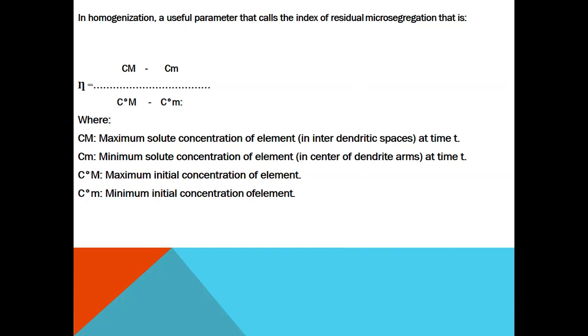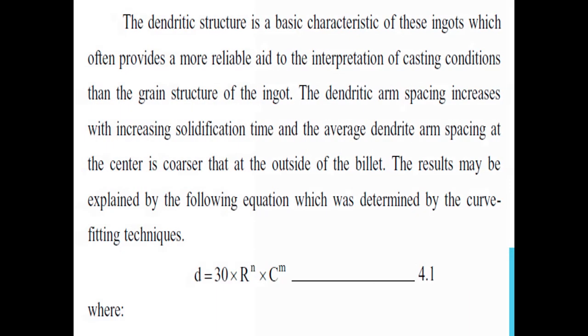This parameter can be applied in copper-nickel alloys, in 90-10 copper-nickel alloys, 90 copper, 10 nickel, 70-30, 70 copper, 30 nickel, 75 copper, 25% nickel. The dendritic structure is a basic characteristic of these ingots, which often provides a more reliable aid to interpretation of casting conditions than the grain structure of the ingot.